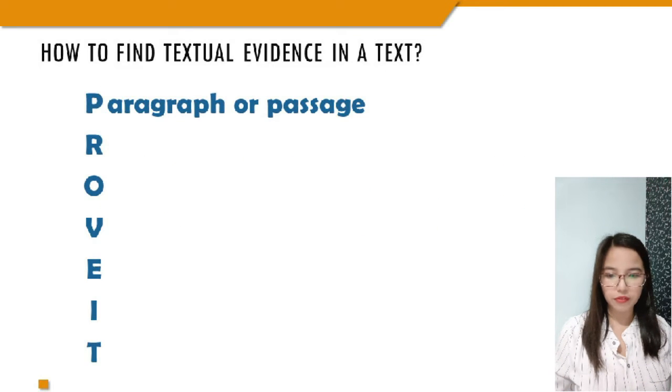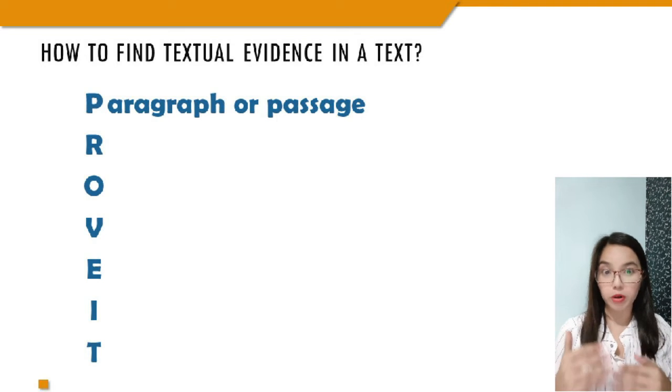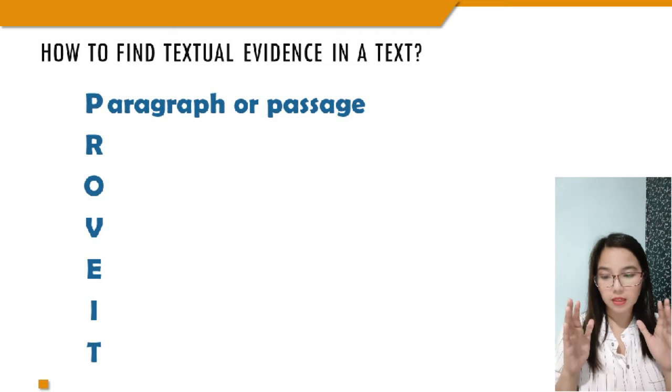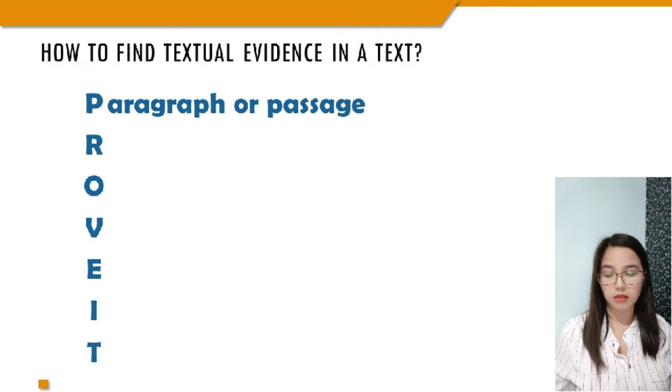Okay, so for the first one, we can find textual evidences in the actual paragraph or passage. Of course, that's where the writer would write everything, most probably, so you have to check first the paragraph or the passage.